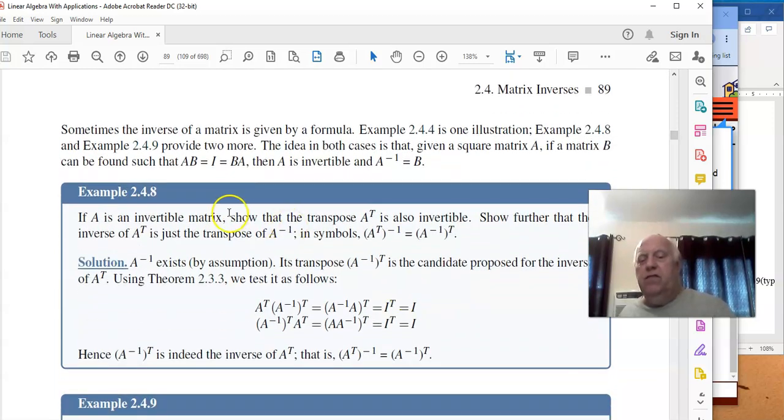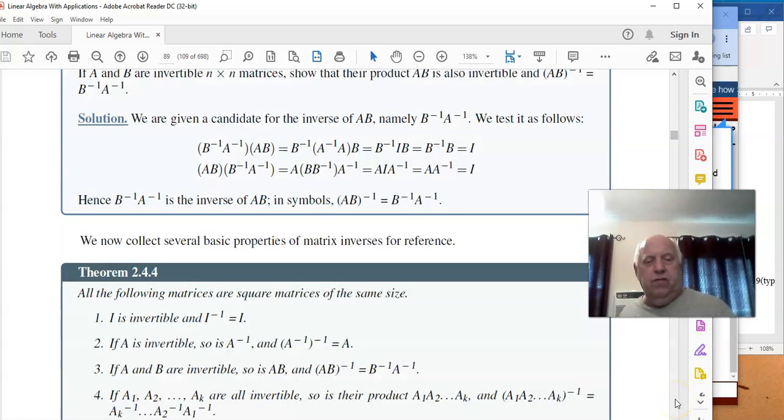Okay. There's a connection between transposes and inverses. If A has an inverse, then A transpose also has an inverse. And you can figure it out by this formula. I'm not going to go through that right now, but just so you know, there's a connection.